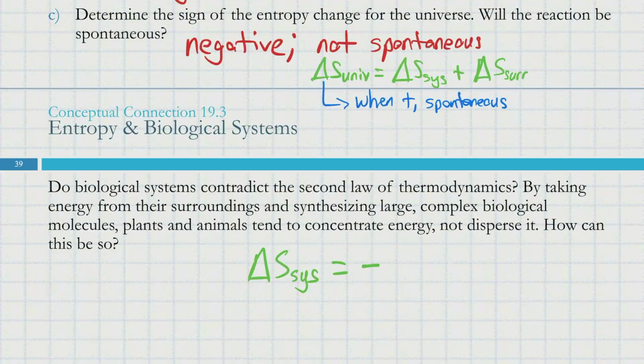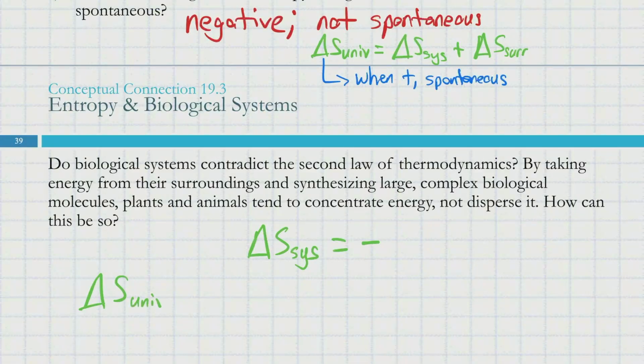What does the second law of thermodynamics say? It's something about the entropy of the universe. Is our rule that the entropy of the universe is increasing or decreasing? Increasing. That's our rough rule of thumb. The change in entropy for the universe is always increasing. So if our change in entropy of the system is negative, how can the change in entropy of the universe be positive?